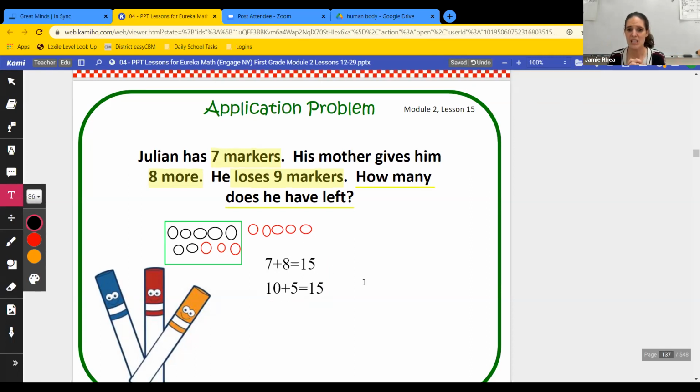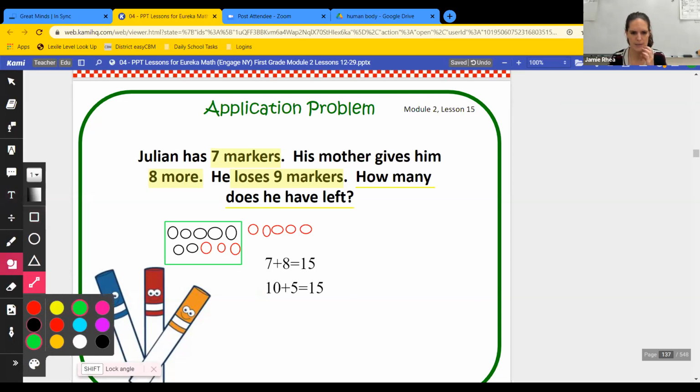Now he loses 9 of those markers. What does that tell me I need to do? I need to subtract. If I lose something, I have to mark it out, right? So let's get my line. Get my line here. I'm going to make sure I can see it. And I'm going to mark out 9. Am I going to mark it out for my 10 or am I going to mark it out for my 5? I'm going to mark it out for my 10.